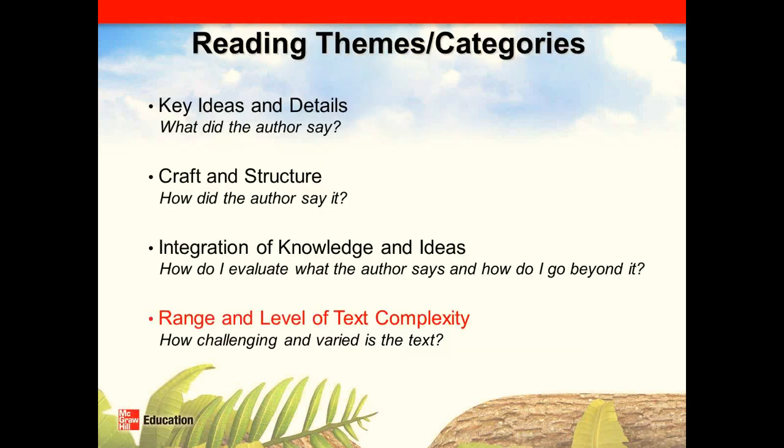But what do reading standards actually say? There are 4 major themes or categories in the reading portion of the Common Core state standards. These include key ideas and details, craft and structure, integration of knowledge and ideas, and range and level of text complexity. Notice the words I have written in red. The last category specifically focuses on the level of text students read in a given school year and the range of texts that are required for each grade level. Let's take a deeper look.